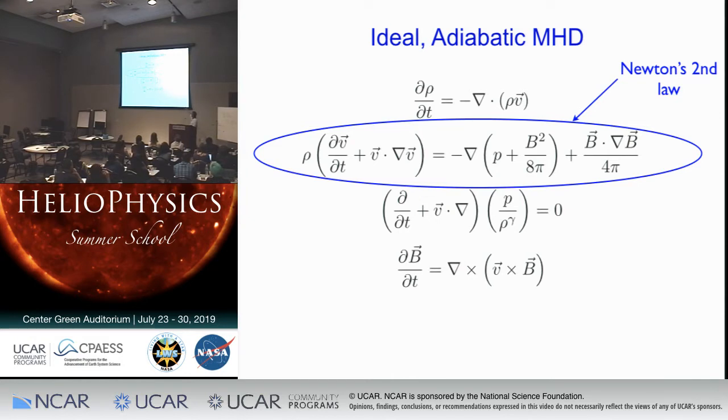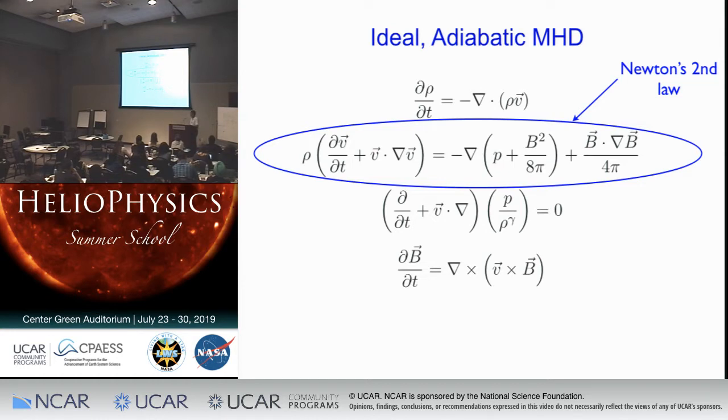This last term here is the magnetic tension force, b dot grad b. It turns out that's a force that arises if you have a magnetic field line that's bent. That force tries to straighten out the magnetic field line. It's called the magnetic tension force. Those are the two forces in MHD from the magnetic field.